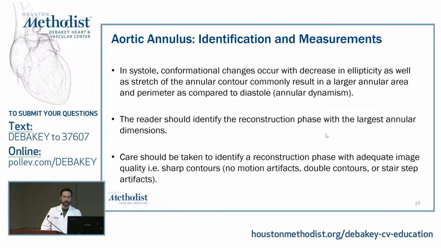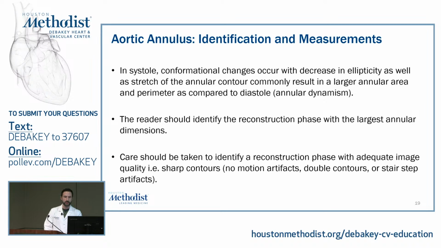So for the aortic annulus, as you know, in systole, there are conformational changes that happen, which result in decreased ellipticity and stretch of the annular contour. That will usually result in larger annular dimensions in systole as compared to diastole. That's what's referred to as annular dynamism. So the reader should identify the reconstruction phase with the largest annular dimensions, and that's somewhere in systole, right? So 25 to 40%, somewhere about, you should be looking for those dimensions in those phases.